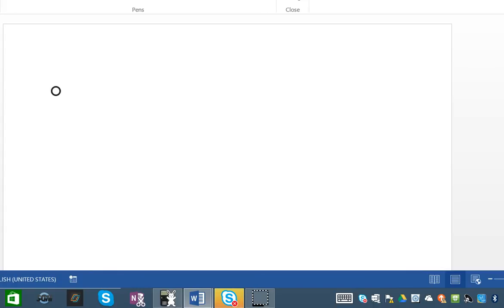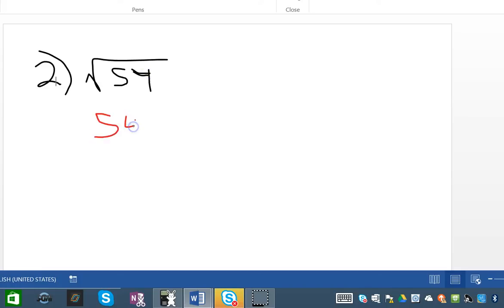Okay, so now we are going to do the exact same thing that we did for problem number 1 to problem number 2. Problem number 2 is asking us to find the square root of 54. So again, the first thing that I'm going to do is start by making myself a factor tree. 54 goes on top of the factor tree.